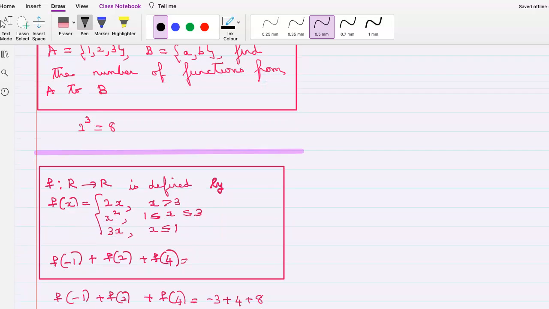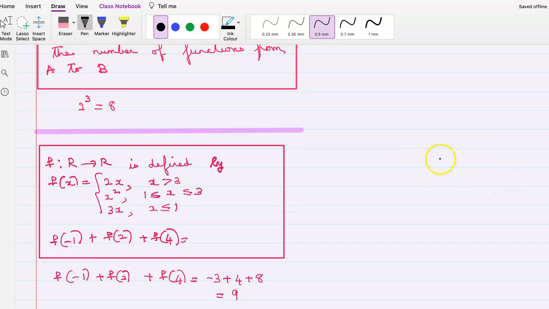Moving on, we have f is a function from R to R defined by f(x) equal to 2x when x is greater than 3, equal to x squared when 1 is less than or equal to x less than or equal to 3, equal to 3x when x is less than or equal to 1. Find f(-1) plus f(2) plus f(4). f(-1) would be 3 into -1, that is -3. f(2) will be 4 and f(4) will be 4 into 2, 8. So your answer will be 9.